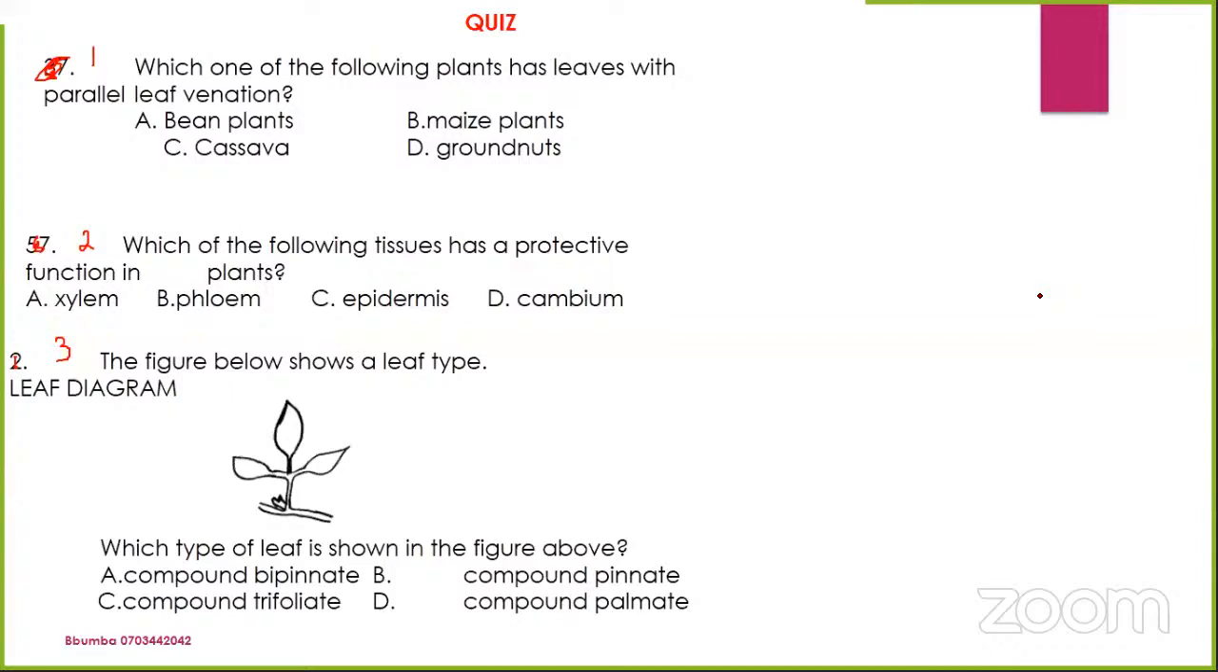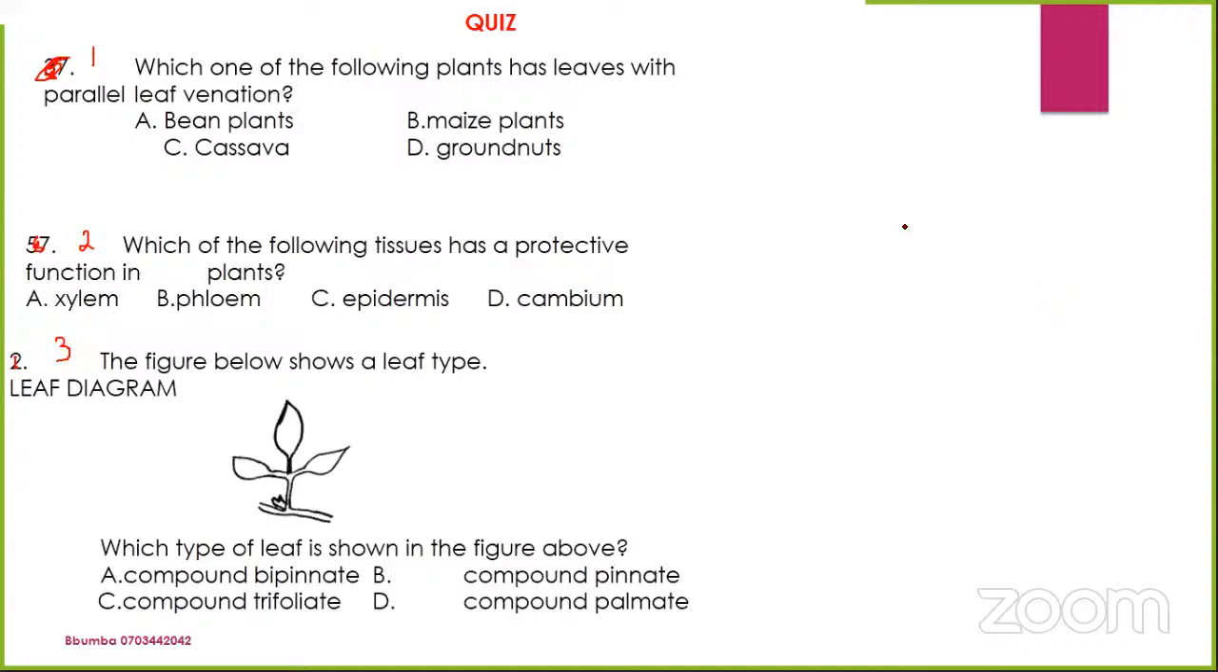Then I'm seeing Liz. Yes, Liz, I'm going to answer number three. Yes, read for us the question. The figure below shows a leaf type. Which type of leaf is shown in the figure above? I think it's compound trifoliate, part C. Okay, thank you. Why do you think it is compound trifoliate? Because it has three leaflets. Thank you very much. So its lamina is divided into three leaflets. Thank you very much, Liz.